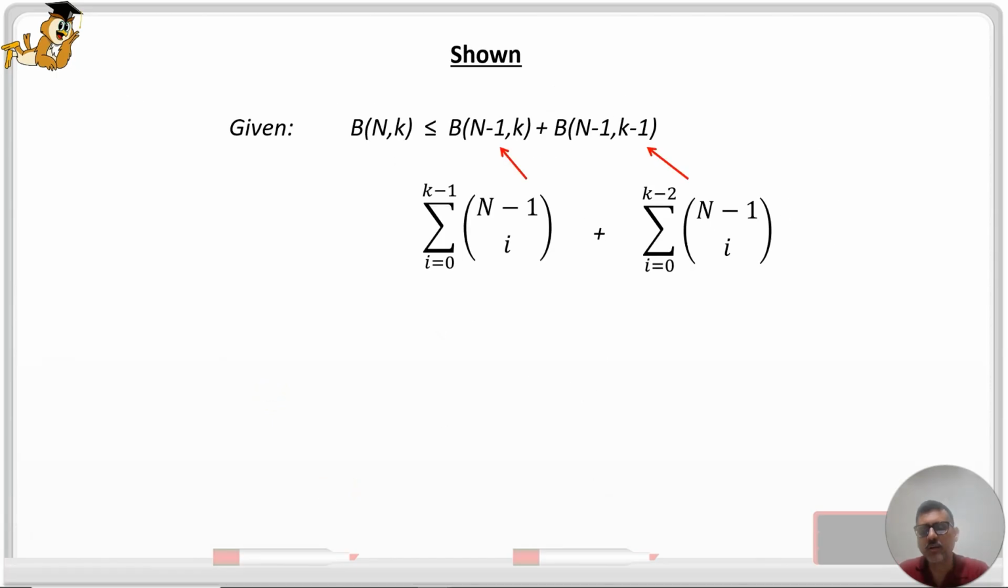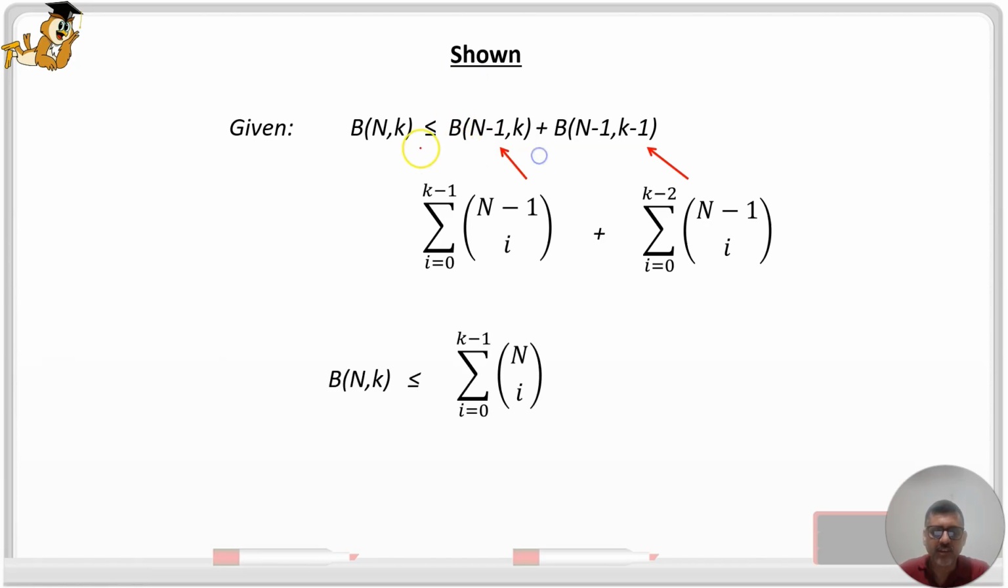So here we are. We assumed that this is less than this. The summation of these two terms we showed is this, and therefore using this identity we have shown that B of n comma k is less than or equal to summation I going from 0 to k minus 1 of n choose I. Right? This is where we are.